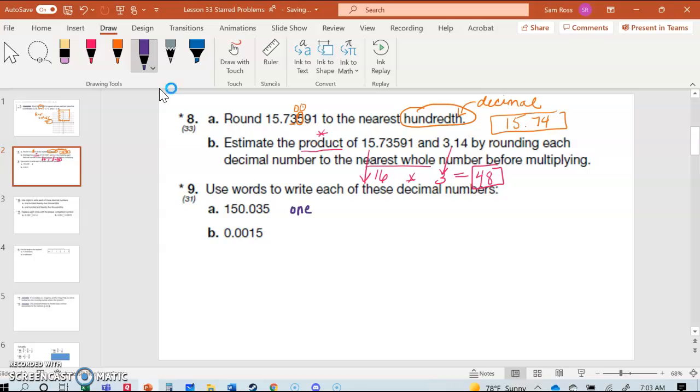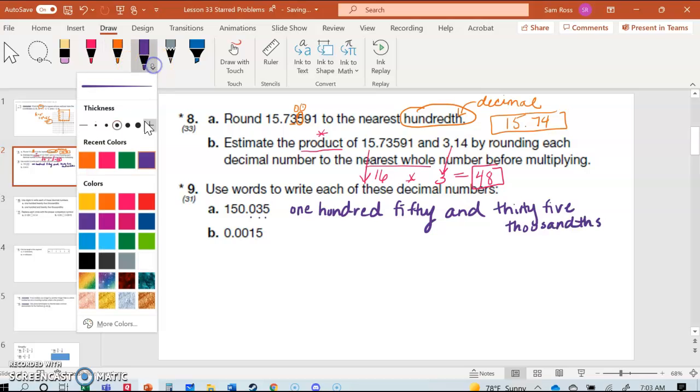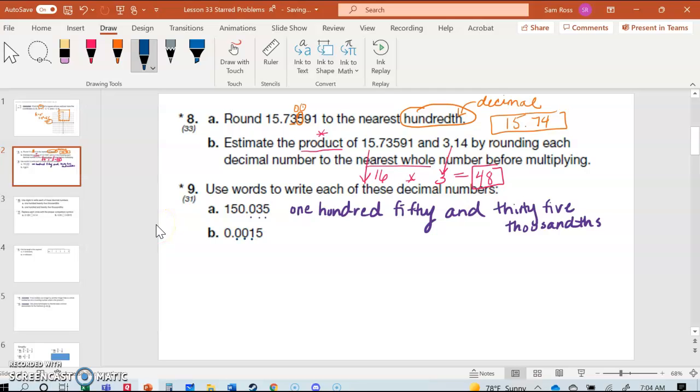Okay. And then number 9 says to use words to write each of these decimals. So I have 150, and that's my decimal point, 35. Let's see, this is tenths, hundredths, thousandths. Okay. And then for this one, I have tenths, hundredths, thousandths, ten thousandths. So this is going to be 15 ten thousandths.